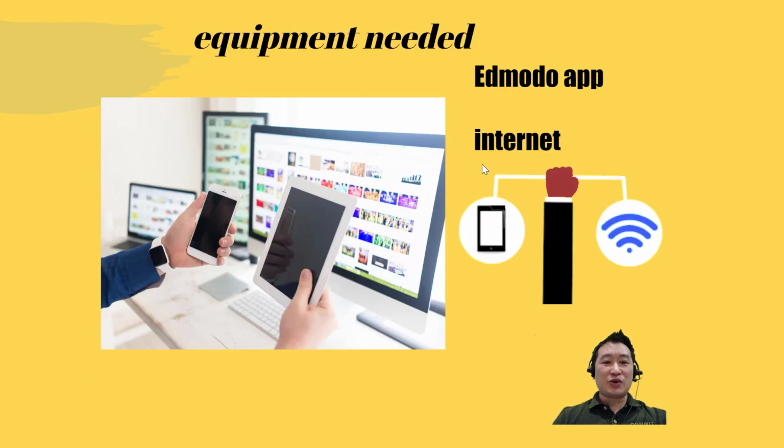Now, we need to talk about the equipment. In order to use Edmodo for teaching, you need some basic equipment. The teacher would use a computer, and typically the student might use either a computer, a smartphone, or even a tablet. Whichever they choose, they need to use the Edmodo app, and they need access to the internet. And that's pretty much all you need to get started with Edmodo.